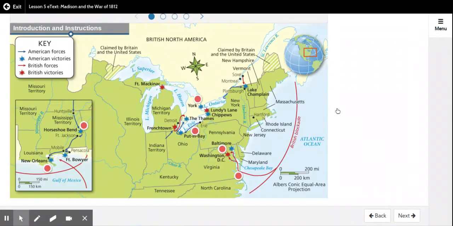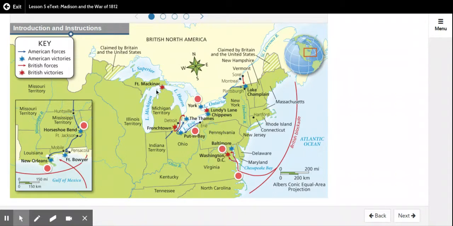Interactive map. The War of 1812. Okay, so these are some major battles. The blue stars are American victories. As you can see here, up in the north, they're fighting in the rivers and the lakes between Canada and the United States. British victories are red stars.